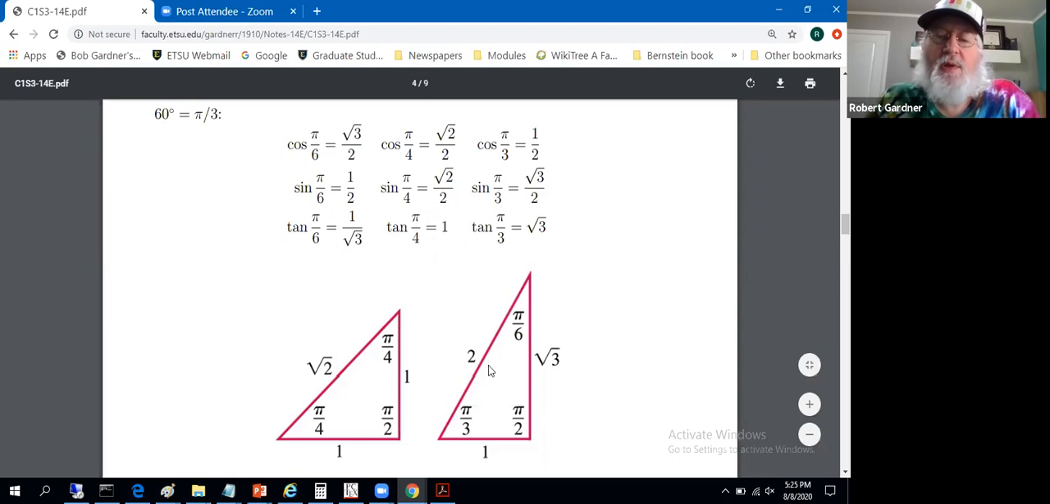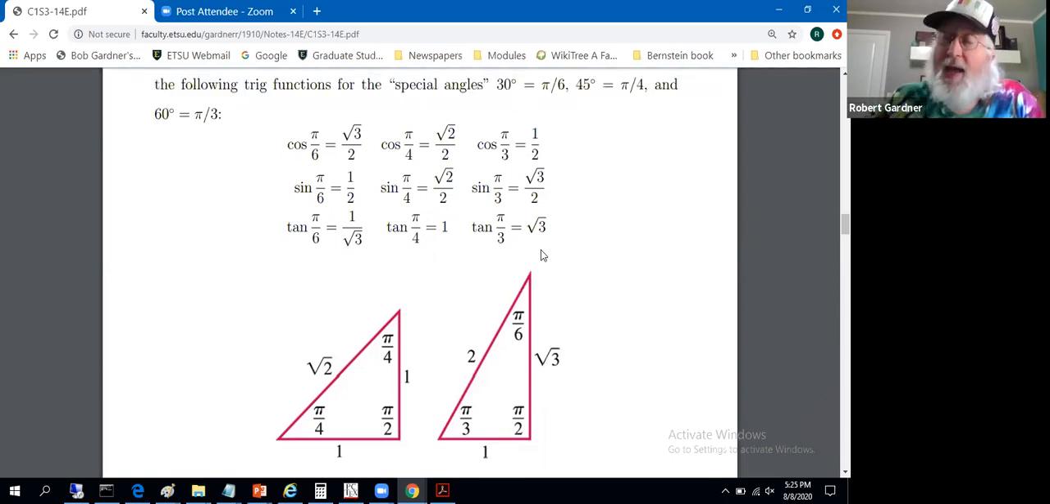Pi/3, here's pi/3. There's the opposite, there's the adjacent, there's the hypotenuse, and there's the resulting 3 trig functions. So anywho, you need to have these at hand or in your head, the sines, cosines, and tangents of the special angles, pi/6, pi/4, pi/3. That's what they are in size, in increasing size. Pi/6 is smaller, pi/4 is in the middle, and pi/3 is greater.